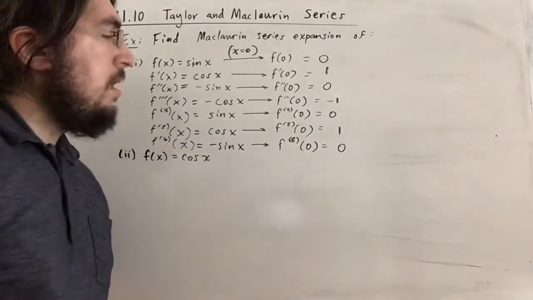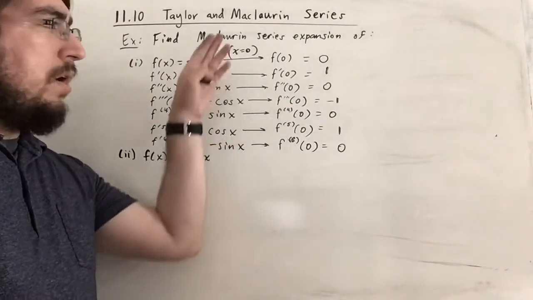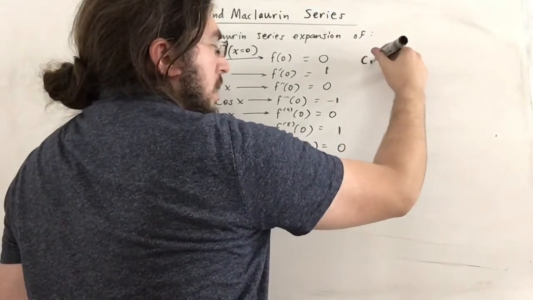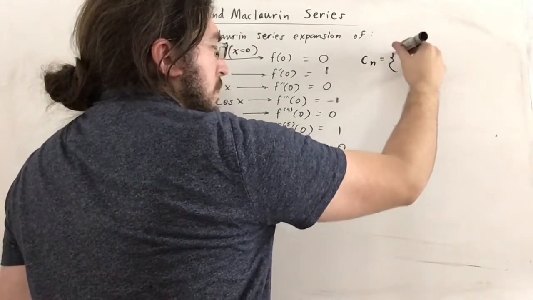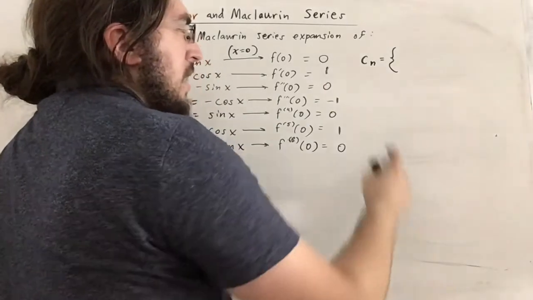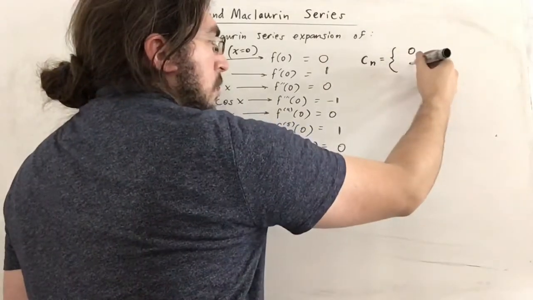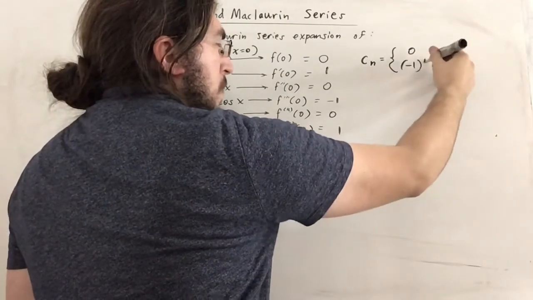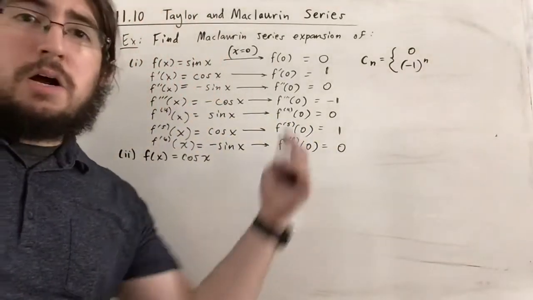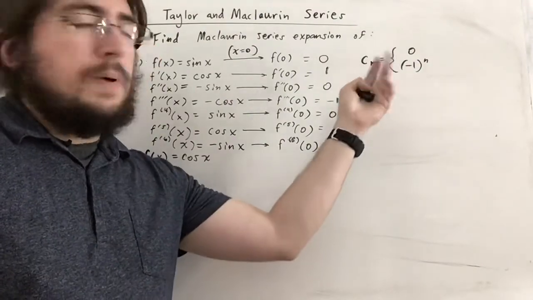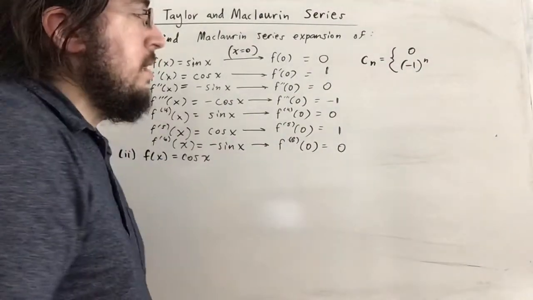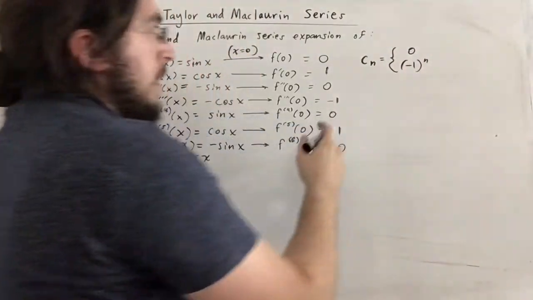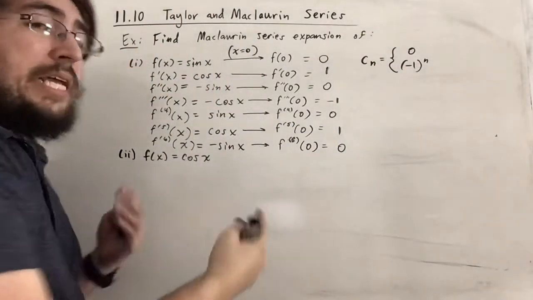Well, notice here, to write this in a piecewise way, I guess we can say c sub n is either 0 or positive 1 or negative 1. But maybe we can write the positive 1, negative 1 as an alternating negative 1 to the nth power. So now let's see if this works. So here it's 0 when n is, it looks like, even.